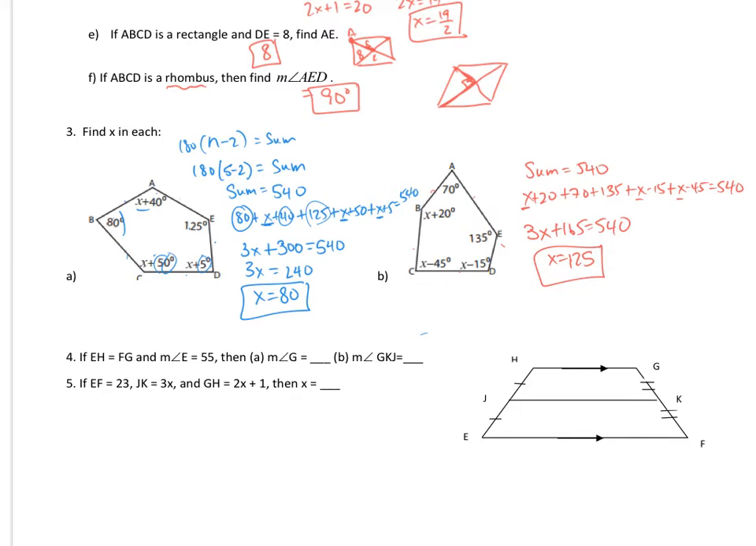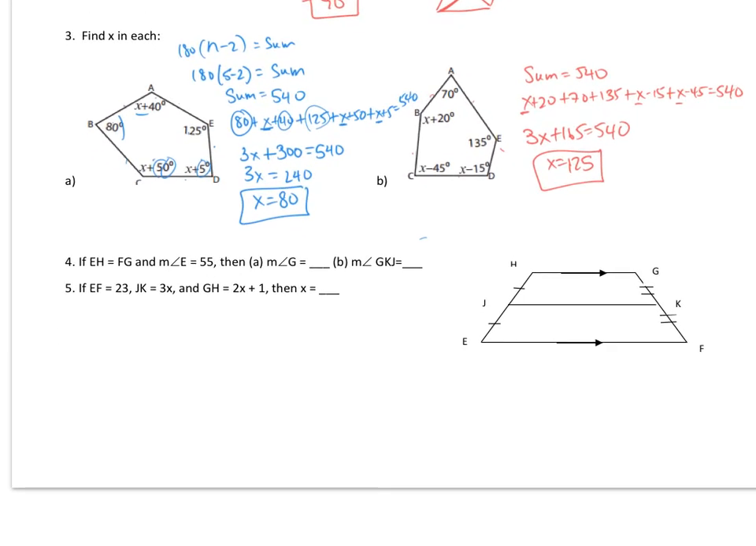All right, moving on to number 4. So on number 4, we've got if EH is equal to FG, that means I have an isosceles trapezoid, and the measure of angle E is 55 degrees, then the measure of angle G will be what? And the measure of angle GKJ, this one in here, will be what? Well, if this is 55 degrees, since this is 55, let's do it this manner.